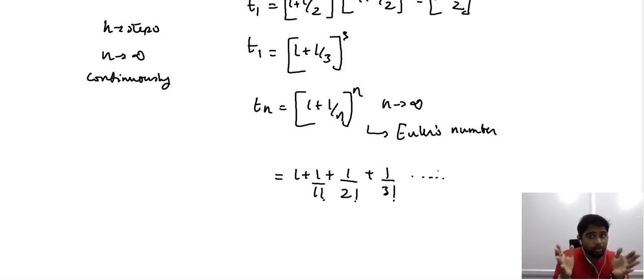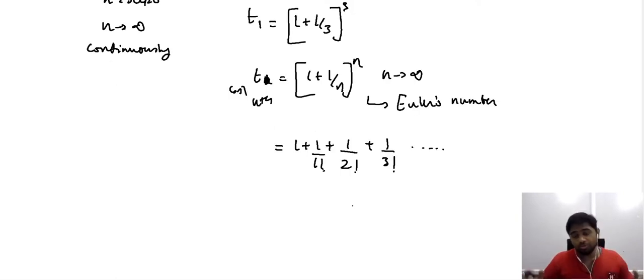we kept on increasing the number of intermediate time steps to the extent that we introduce n time steps, and at the end of the nth time step, so this t1, the size of the precipitate can be expressed in this manner. Now this expression is referred to as Euler's number, and it can be estimated by this series here. I believe you are already familiar with that.